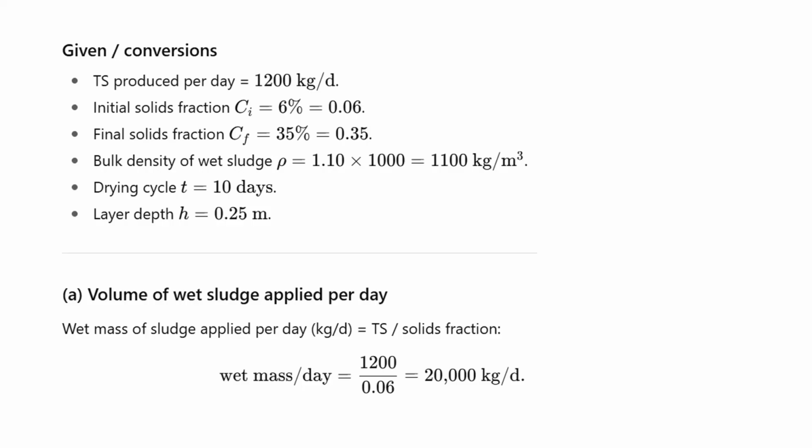You don't know the mass of wet sludge applied, okay? But you know the solids mass, and the percentage of solids in the total sludge initially when applied. Solids mass is equal to 1200 kg per day, which is 6% initially, equal to 6% of your weight of wet sludge.